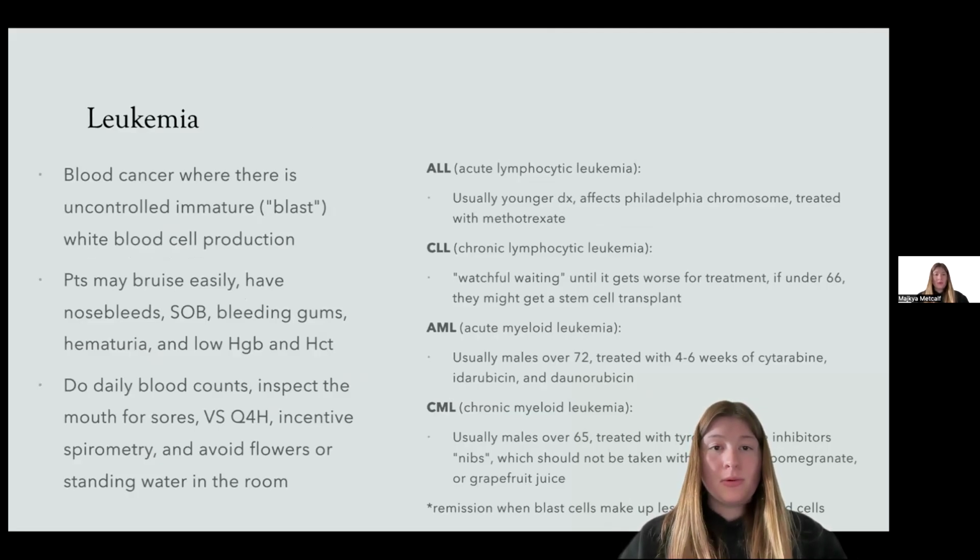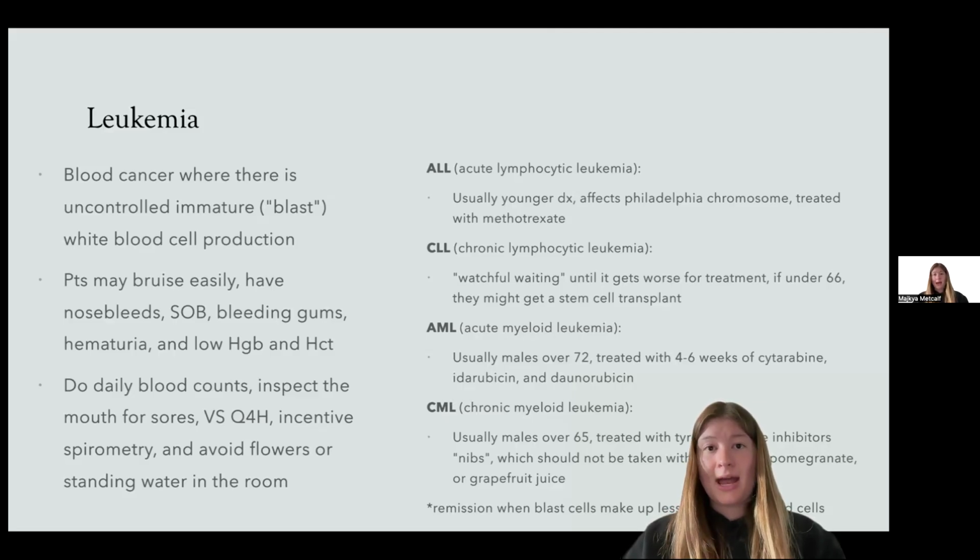For leukemia patients, we're going to do daily blood counts. We're going to inspect their mouth for sores, do vital signs every 4 hours, encourage the use of incentive spirometry, and then patients who are undergoing like chemotherapy or radiation are going to be extremely immunocompromised.